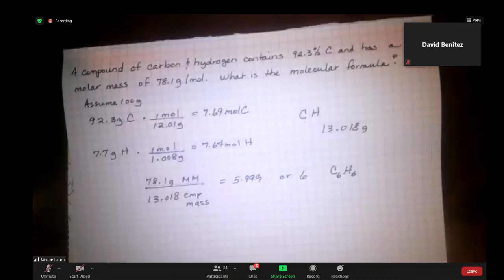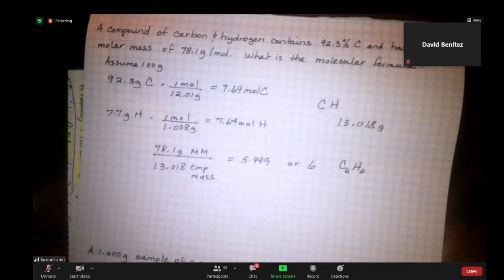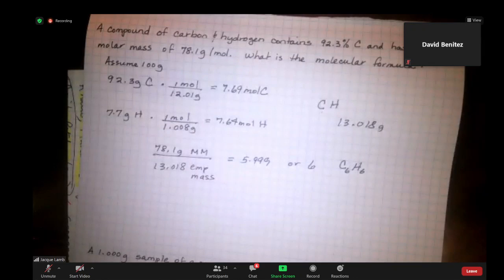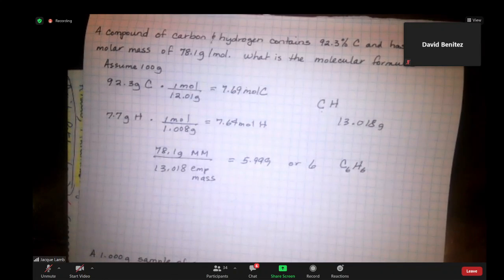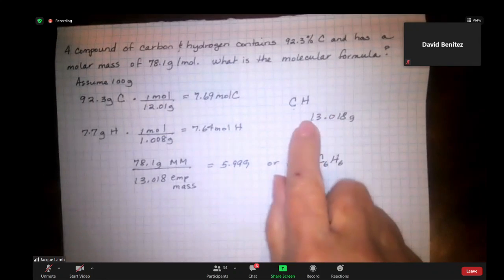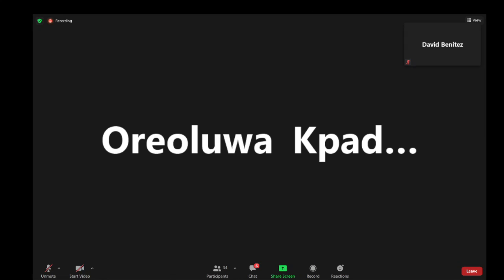So there is a practice problem. How did you get 13.018 grams? That's the mass of CH: carbon is 12 plus hydrogen 1.008. I'm sorry, I've just got to plug this in before I lose you all. There we go, I came unplugged. Carbon is 12, or 12.01, and hydrogen is 1.008. So 13.018 is the mass of the empirical formula.